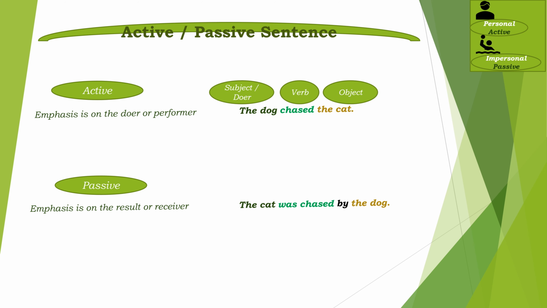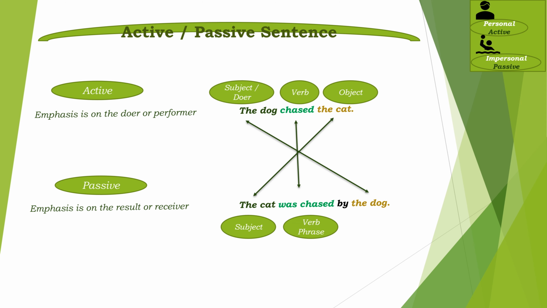How to write a passive sentence? In a passive sentence, the object of an active sentence becomes the subject of a passive sentence, and the subject of an active sentence becomes an object of a passive sentence. And the verb is going to be changed into a verb phrase. That means to be plus past participle.